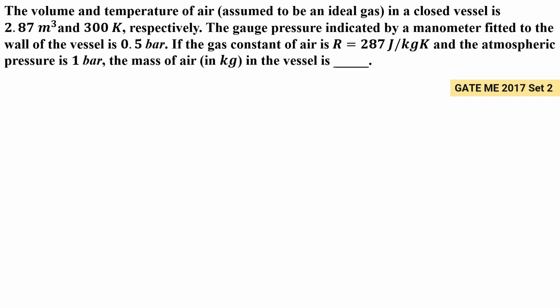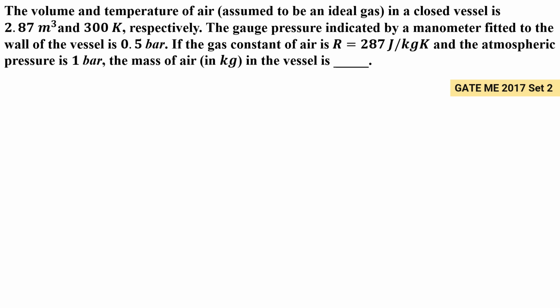Let's see the next question. The volume and temperature of air in a closed vessel are 2.87 meter cube and 300 Kelvin respectively. The gas pressure indicated by a manometer fitted to the wall of the vessel is 0.5 bar. If the gas constant of air is R equal to 287 joule per kg Kelvin and the atmospheric pressure is 1 bar, then the mass of the air in the vessel is dash. So let's see the solution.